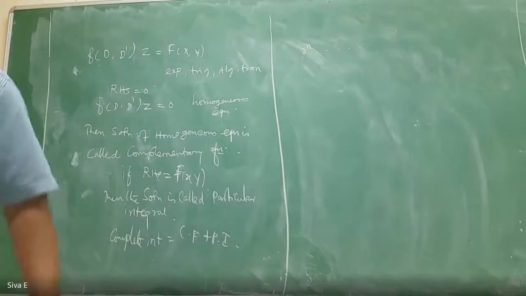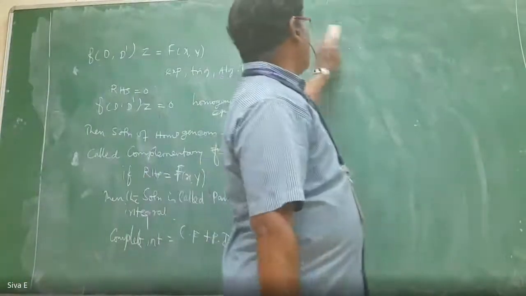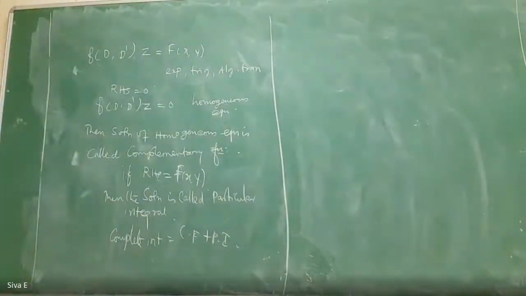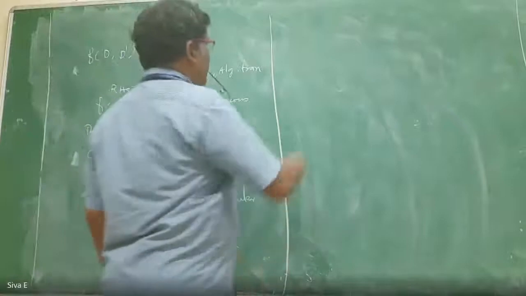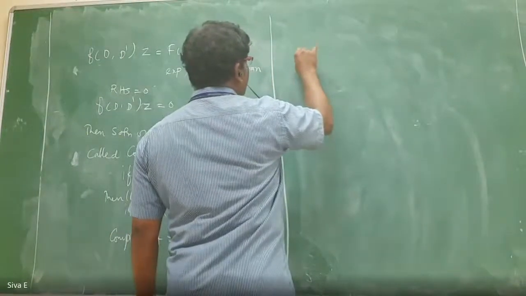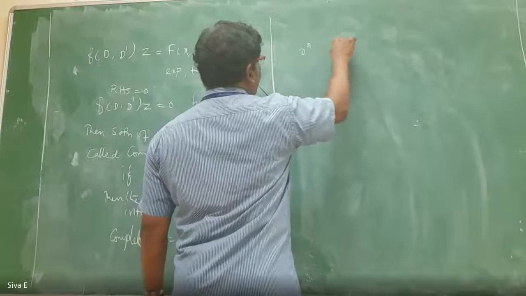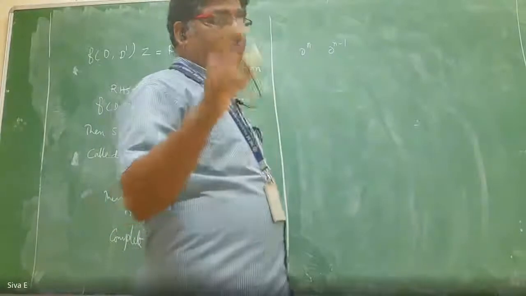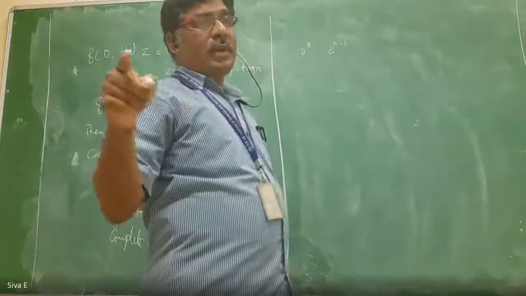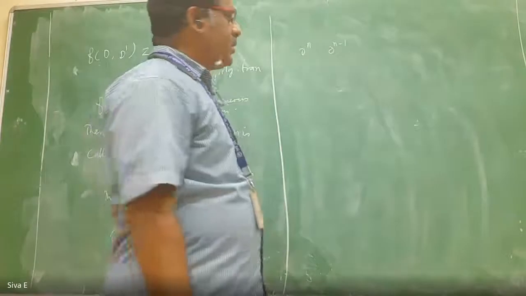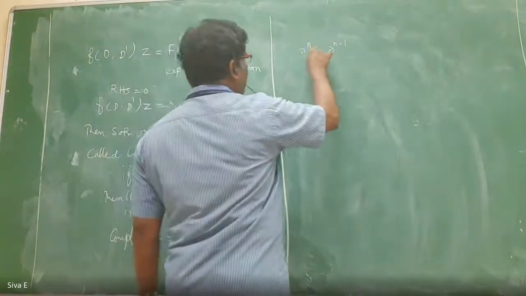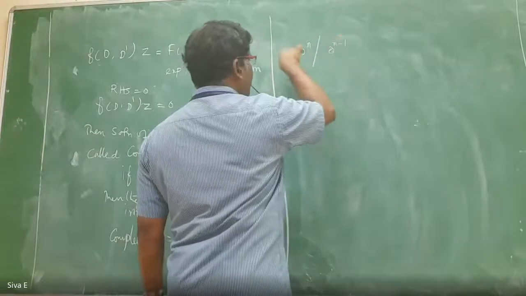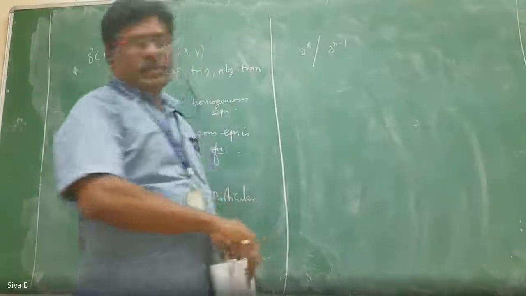If all the terms of an nth order equation have the same power, that is called homogeneous. Then what is called non-homogeneous? Non-homogeneous means the first one is ∂ power n, the second one is ∂ power n minus 1, like that. In a partial differential equation of nth order, if every term has ∂ power n, it is homogeneous. In case any one of the terms does not have the same power, ∂ power n and ∂ power n minus 1 are there, then it is called non-homogeneous.